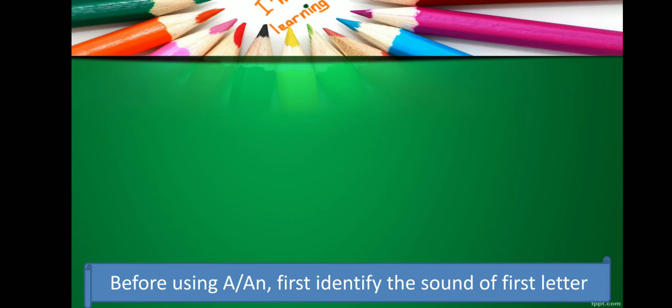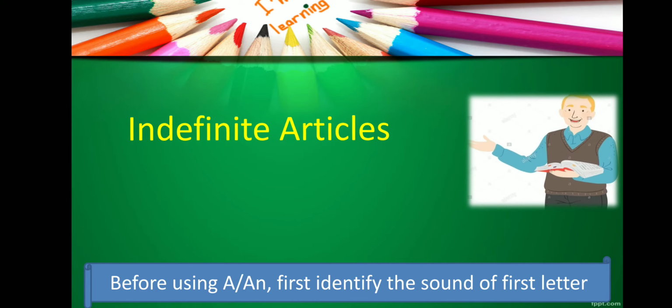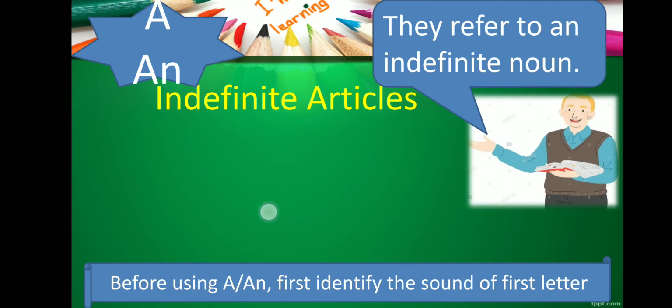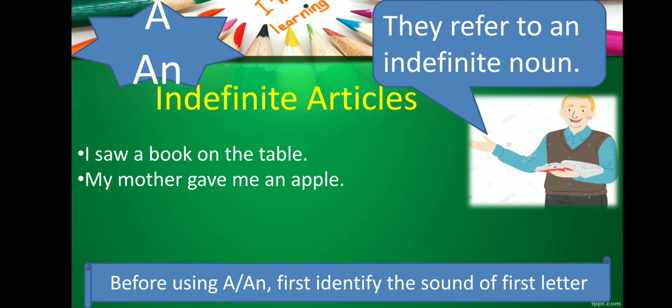So now you understand that we will use articles a and an according to their sounds, not according to the first alphabet or first letter. A and an are indefinite articles, they refer to an indefinite noun. I saw a book on the table. My mother gave me an apple. And he is an honest man. All are indefinite, and the sound of honest is also a vowel sound. So here we use article an. An apple, once again the vowel sound, so we use article an.